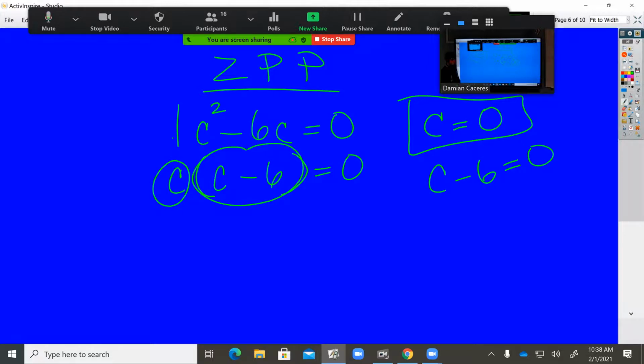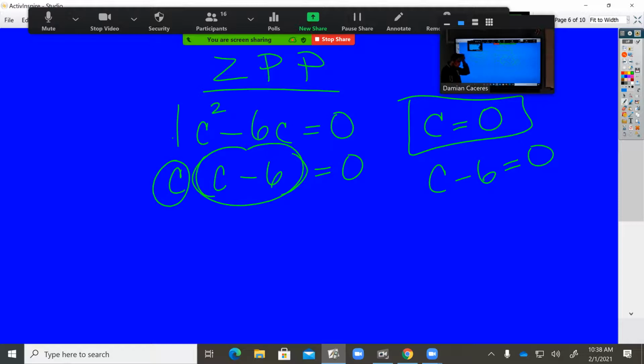What do I have to do to solve for C right here? It's a one-step equation that my son can do. I'm asking you to solve this equation. Nothing special, no special question.